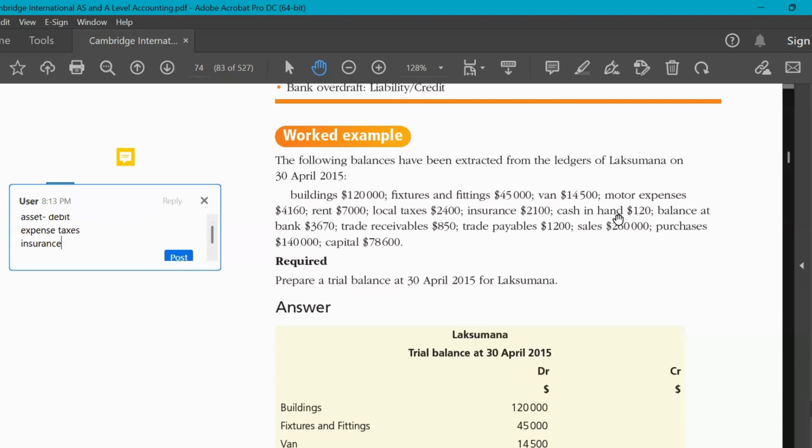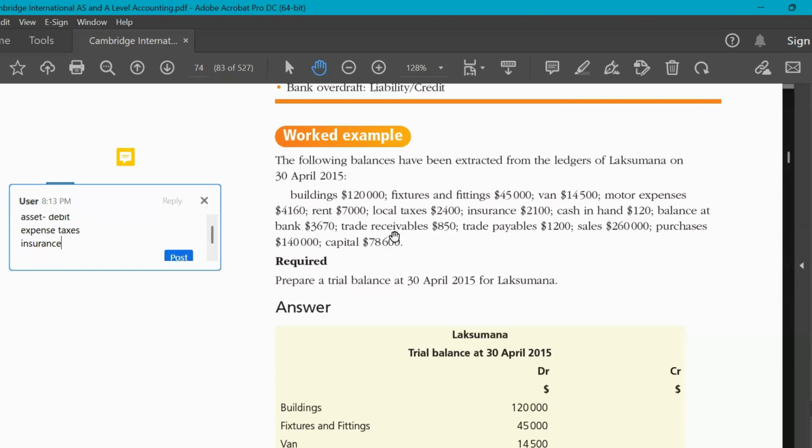Obviously, cash in hand is considered an asset because when you say cash in hand, it's the physical cash available. And it's an asset, so it will be on the debit side. Now, how about the balance at bank? When we say balance at the bank, it means the money held in the bank account. This is the money in your bank account. So definitely this is an asset. It's on the debit side.